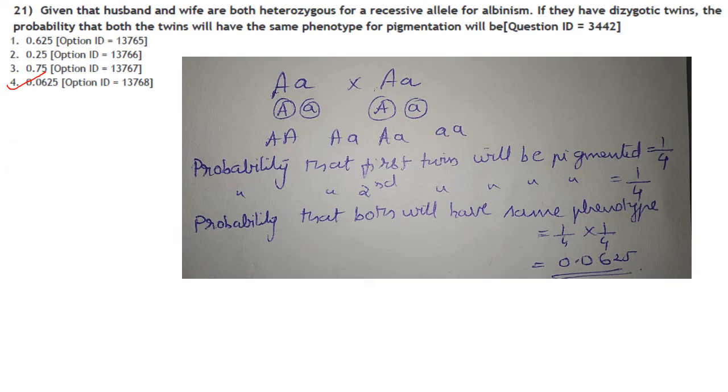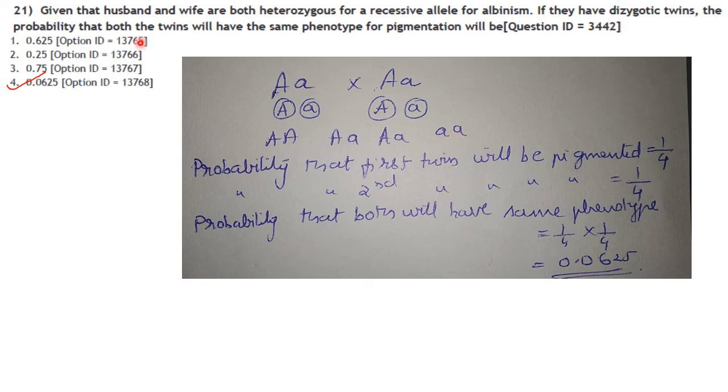Then next one. Given that husband and wife are both heterozygous for a recessive allele for albinism, if they have dizygotic twins, dizygotic means fraternal twins, not identical, the probability that both the twins will have the same phenotype for pigmentation will be. So this pigmentation is an autosomal character. So capital A small a and capital A small a, as both husband and wife are heterozygous for a recessive allele for albinism, and these are the offspring that they will obtain.